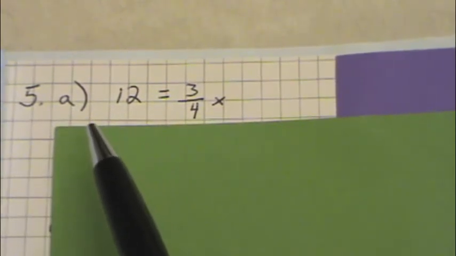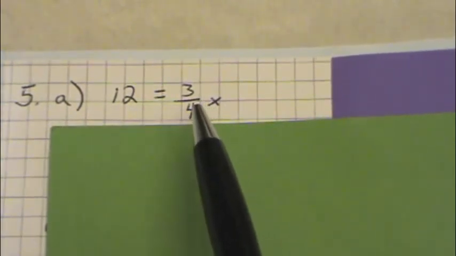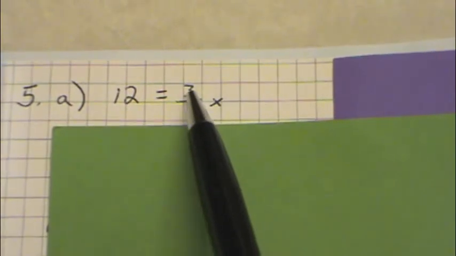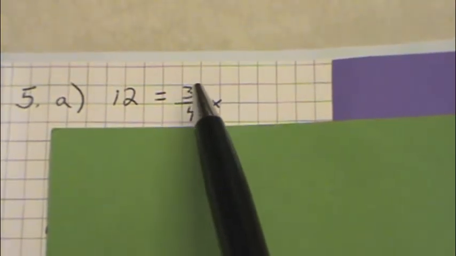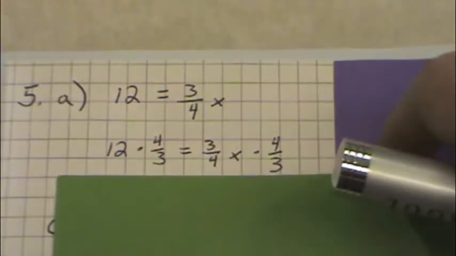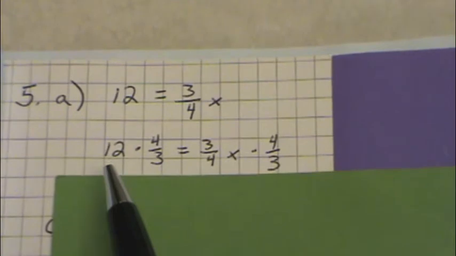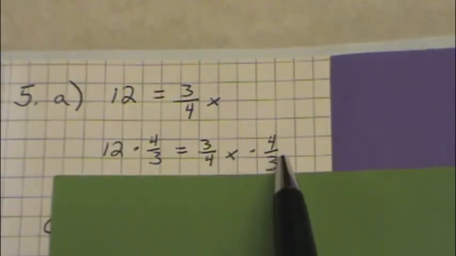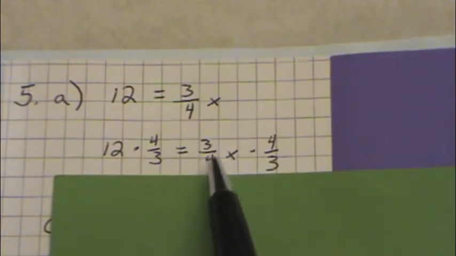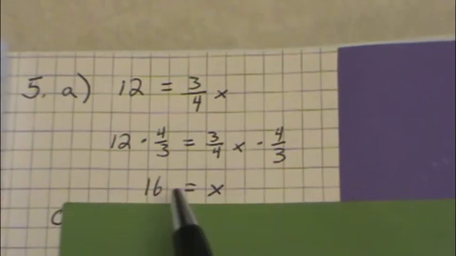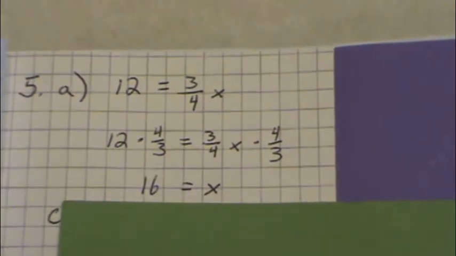Problem 5, letter A. 12 is equal to 3/4 x. How are we going to isolate x? Well, we're going to multiply both sides times the reciprocal of 3/4. What is the reciprocal of 3/4? That's right, it is 4/3. So this is your next step. 12 times 4/3 equals 3/4 x times 4/3. The 3/4 and the 4/3 cancel out. We are left with an isolated x, and 12 times 4/3 is equal to 16.